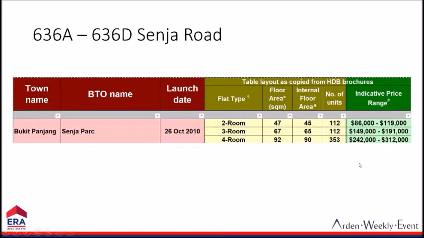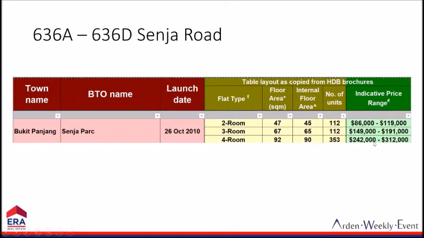Now, Senja Park View is located nearer to the tip of the block 600 plus series of Senja Road in Bukit Panjang area, in District 23. So the launch date of this BTO was 26 October 2010. You can see the 2, 3, 4 bedrooms and the indicative prices are indicated here. To be fair, most of the people bought nearer to 250 to 270,000, with of course the sale of balance flat going at about 290 to 300 plus thousand. That is the price. So you can see this was launched at that price in October 2010.